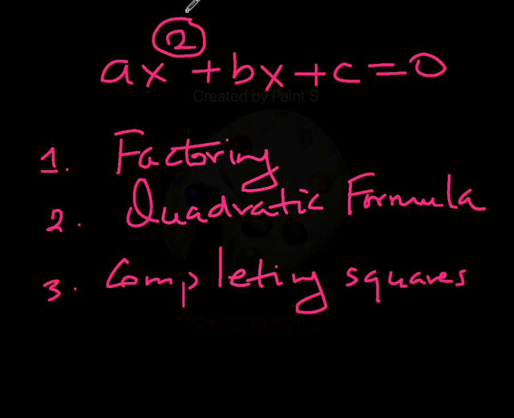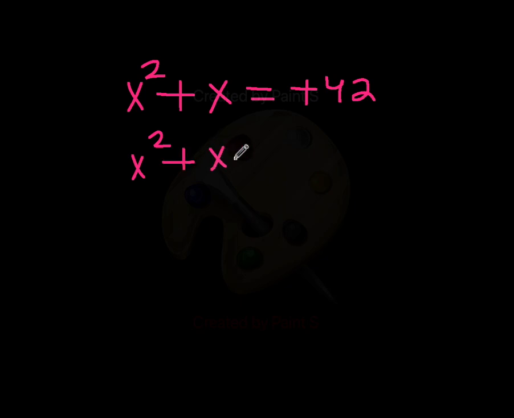Now let's take an example and see if we can actually solve by factoring. Let's say we have a quadratic equation that looks like this: x squared plus x equals, let's say, minus 42. So how do we solve this quadratic equation? Let's make it a plus 42. The first thing we are going to do is subtract 42 on both sides. So this is going to look like x squared plus x minus 42 equal to 0.